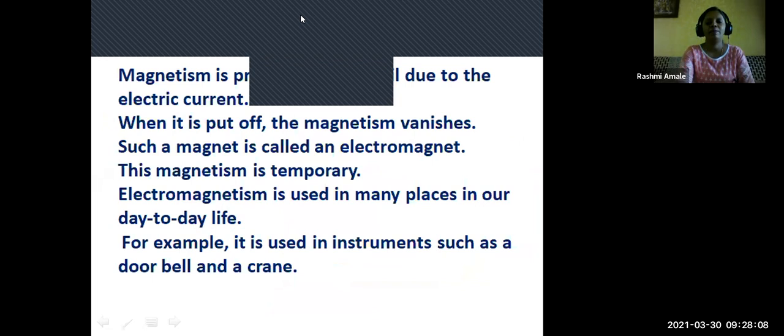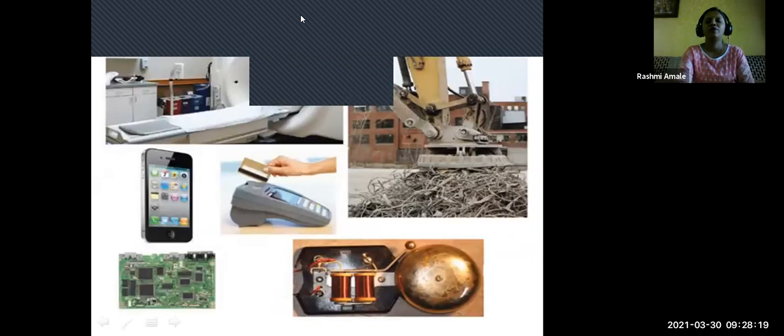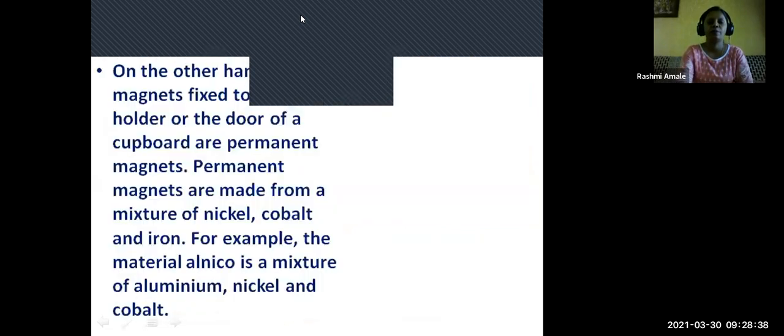Electromagnetism is used in many places in our day-to-day life. For example, it is used in instruments such as a doorbell and a crane also. So, see, these are the places where electromagnets are used in day-to-day life. Electric bell. Then there is a crane, in mobile also, in ATM cards or credit cards, in hospitals, in the scanning machines also, this electromagnet is used.